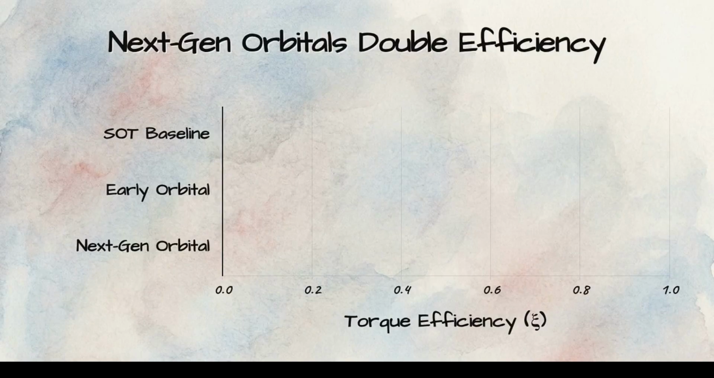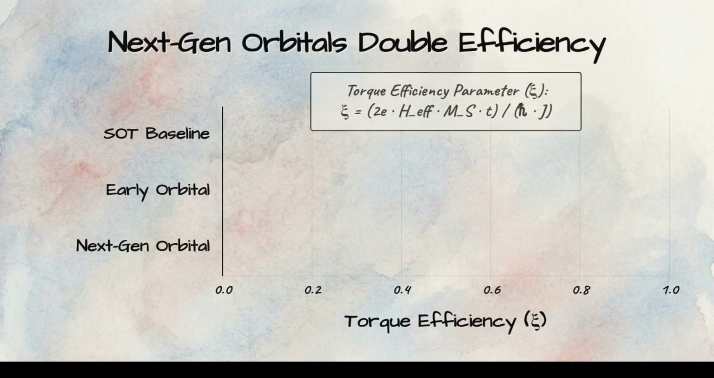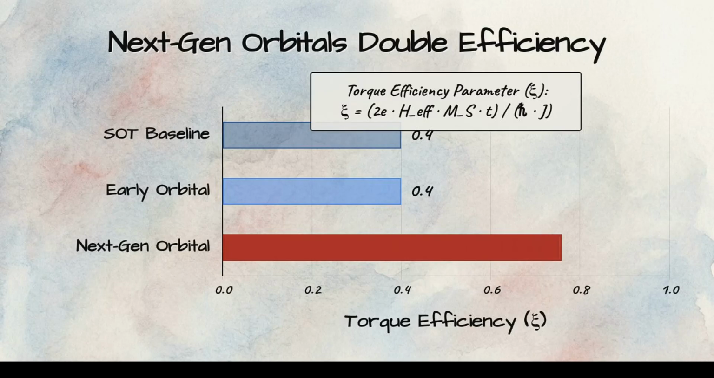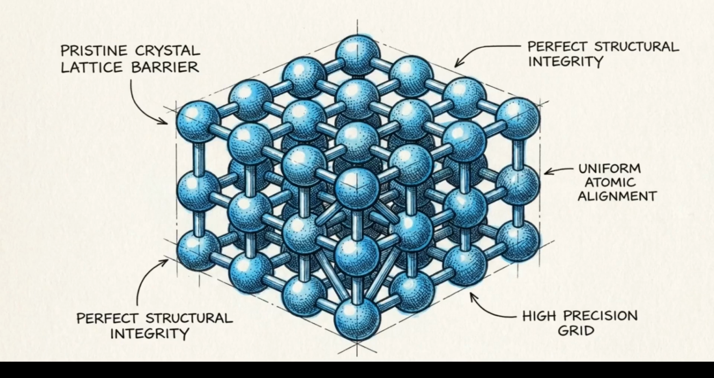Commercial AMRAM integration demands specific mathematical thresholds. The dimensionless torque efficiency parameter, psi, measures generated torque against current density. Baseline spin-orbit stacks and early orbital stacks see psi plateau around 0.4. To achieve commercial viability, this efficiency parameter must double, exceeding 0.8. The primary structural roadblock to hitting this target is maintaining compatibility with high tunneling magnetoresistance.